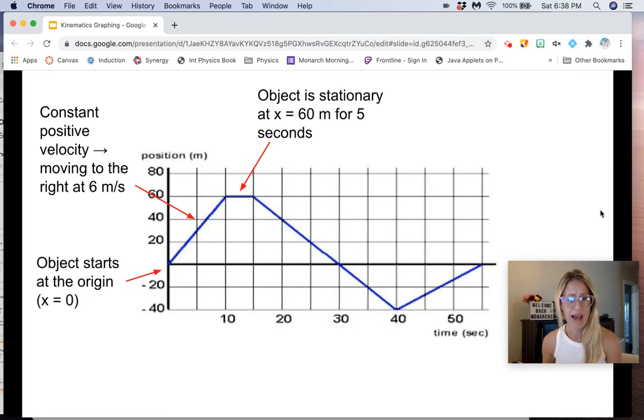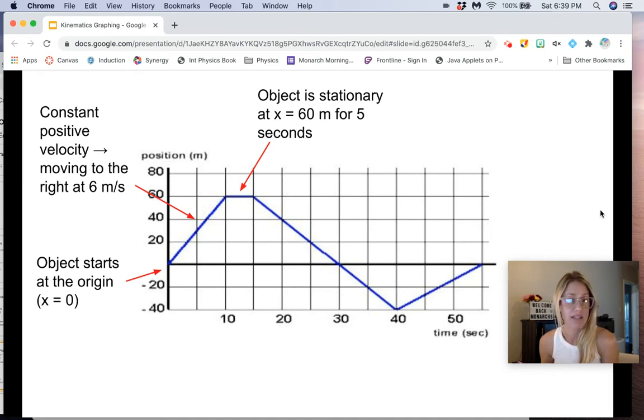After that, at 15 seconds, it looks like we're going to turn around and head back toward the origin. Do you see how we're at 60 meters, but then we decrease our position? That means we're turning around, heading back toward the origin. We have a negative slope from 15 seconds to 40 seconds, which means we have a negative velocity, which means we are headed in the negative direction, which in this case is to the left, because we said the right was positive. So we're going to the left from 15 to 40 seconds.